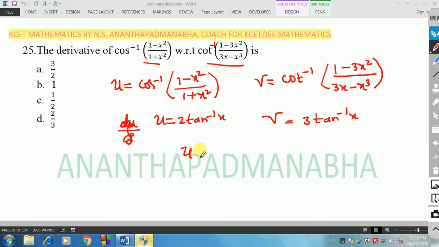So therefore u is equal to 2 by 3 tan inverse x, that is 2 by 3 v. Just let me write here, u is equal to 2 by 3 into v. So that is, if you put v is equal to 3 tan inverse x, you get u. So now we need du by dv. So du by dv is equal to 2 by 3, which is in option D.